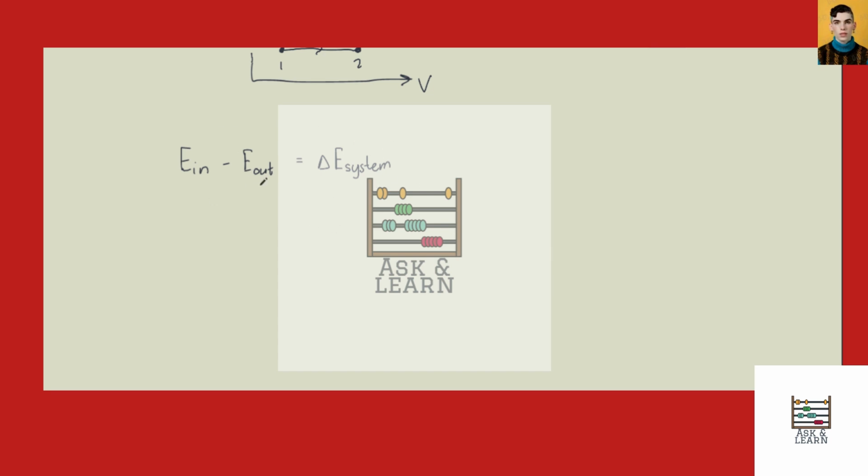Now, our energy balance equation tells us that the energy in minus the energy out must be equal to the change in energy of the system, delta E. So the energy in is due to heat, so that's Q, and the energy out is the boundary work. So Q in minus W out must equal the change in internal energy of the system, which is delta U. And delta U is m into U2 minus U1.